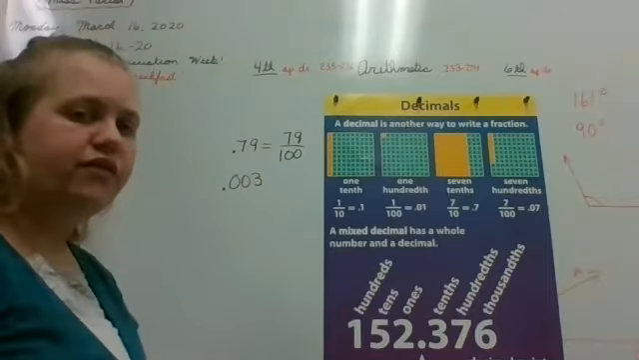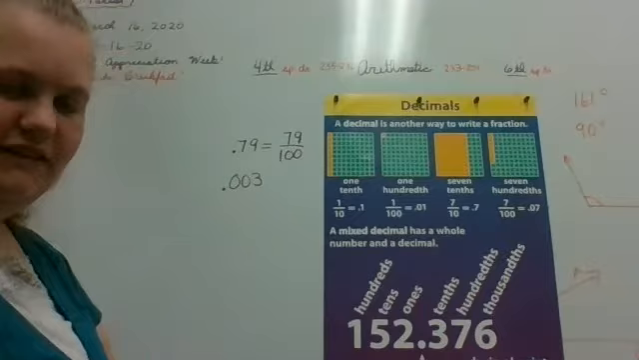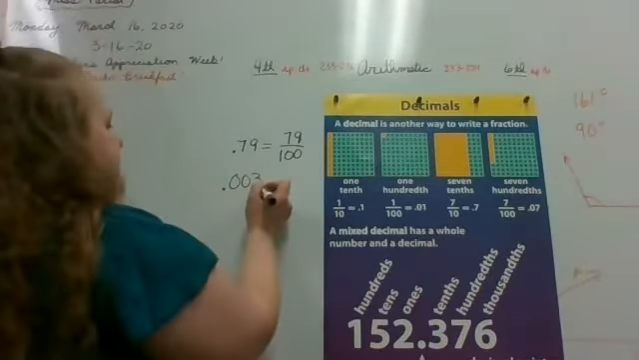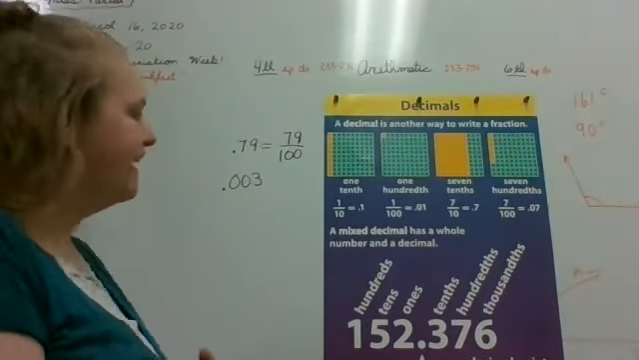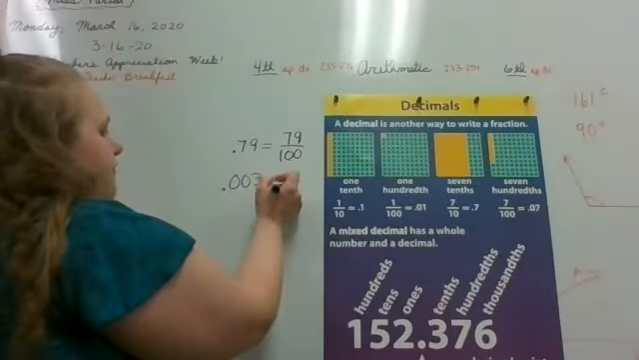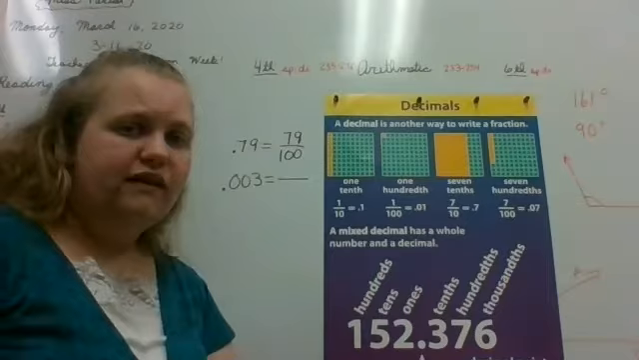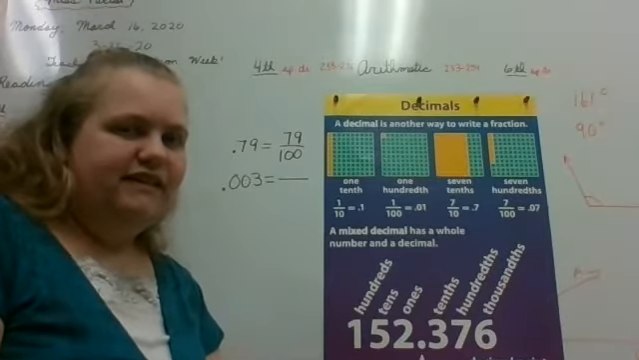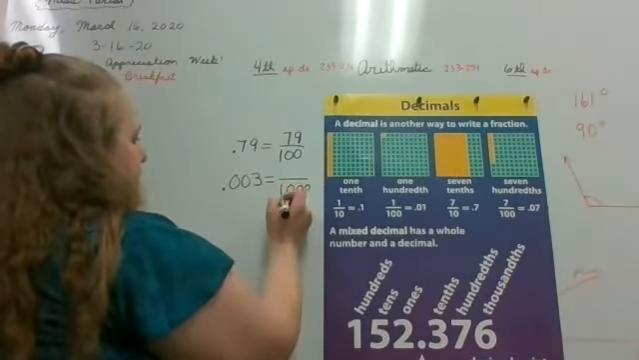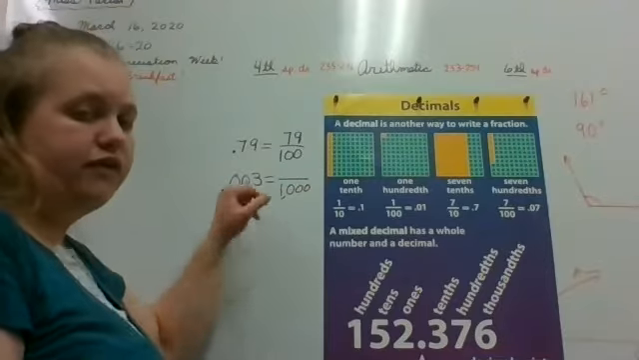This one is 0.003. What place is the 3 in? Okay? 3 is in the thousandth place. Okay, again, that gives us a clue as to what our fraction is going to look like. Okay, so if 3 is in the thousandths place, what would the number go on the bottom? Okay, yes, it's going to be 1,000. Okay, now take a look at this. We've got 2 zeros in front of our 3.